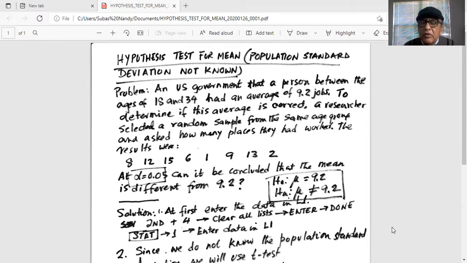So at alpha equal to 0.05, can it be concluded that the mean is different from 9.2? Different from does not say greater than or less than. So my alternative hypothesis, or the test hypothesis, is mu not equal to 9.2, equal to with a line drawn through it. It means mu can be greater than 9.2 or less than 9.2. And the null hypothesis, of course, is mu equal to 9.2.